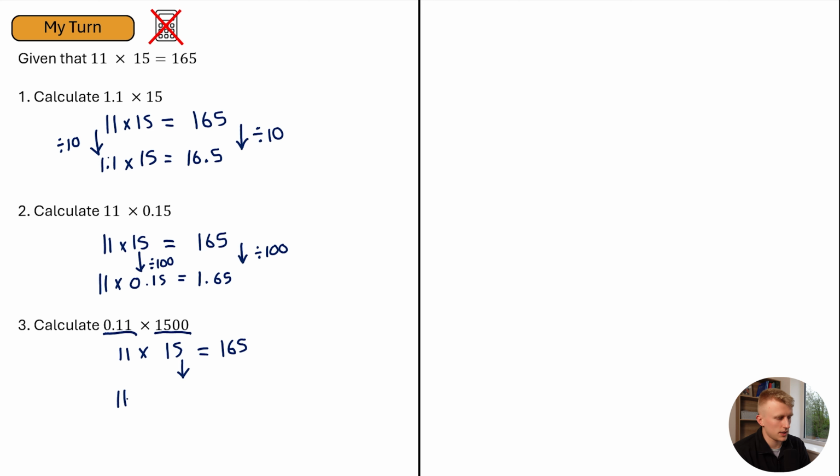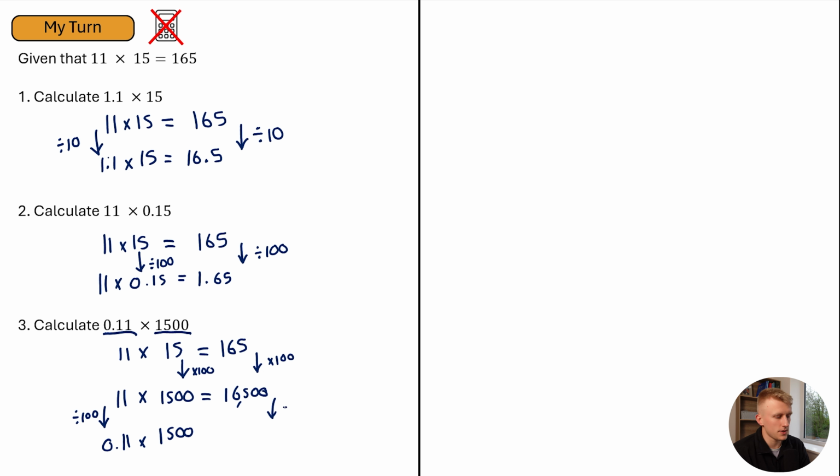I'm going to look at the calculation 11 multiplied by 1,500. And to go from 15 to 1,500, I multiplied by 100. So I'm going to do the same thing to my answer. I'm going to multiply that by 100. 165 multiplied by 100 is 16,500. Okay, once I've got that stage, I can then look at the change from 11 to 0.11. I'm doing this in stages. I look at my 11, I can see that I've divided that by 100, made it 100 times smaller.